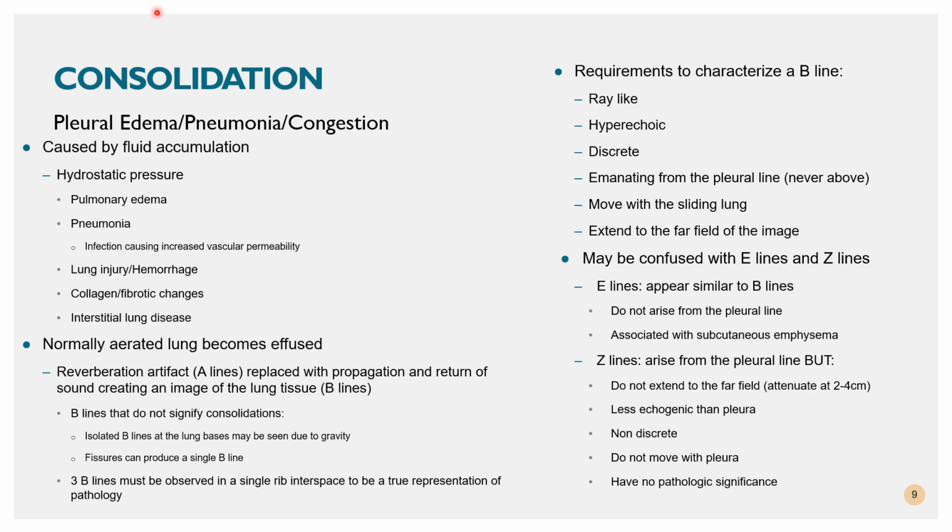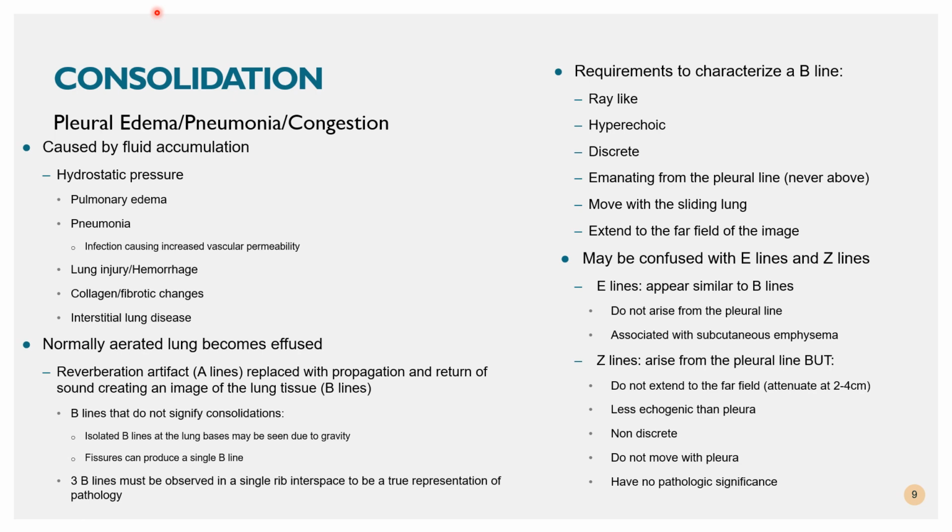If you have something from above the pleural line, then it would be something that is not necessarily in the lung, but is beginning in the soft tissue of the chest. And with B lines, you're going to see them move with the sliding lung. So as you're assessing the pleural sliding, you're actually going to see the B lines slide with that pleural movement. And like I mentioned, they extend in the far field of the image. Now, there are 2 different types of lines, E lines and Z lines, which can be confused with B lines.